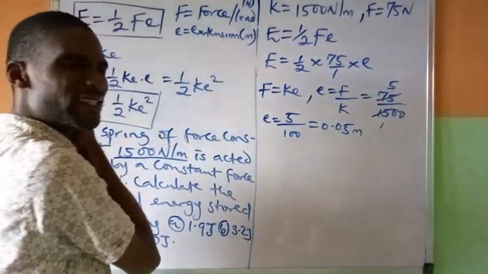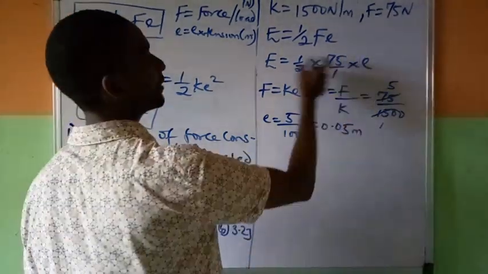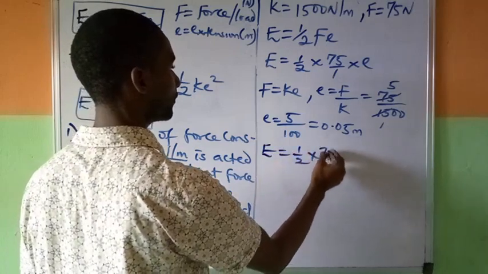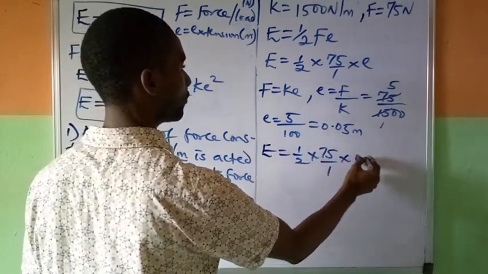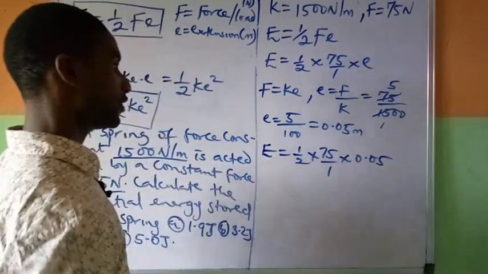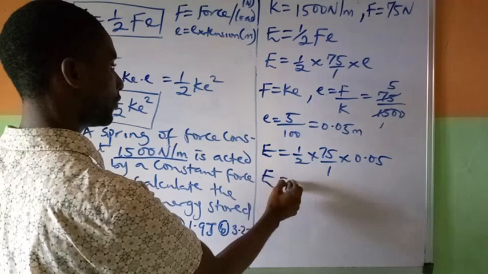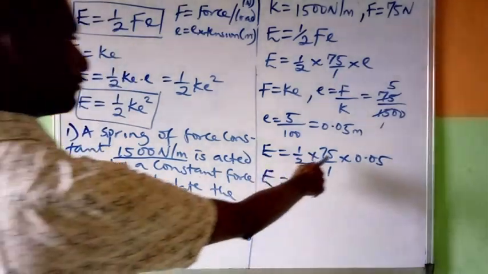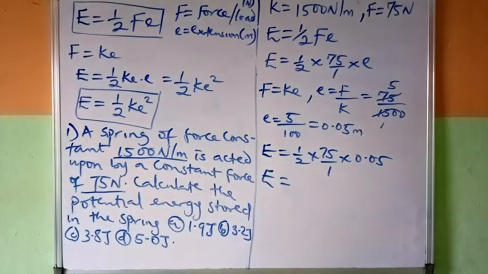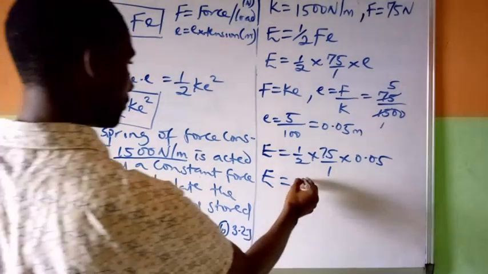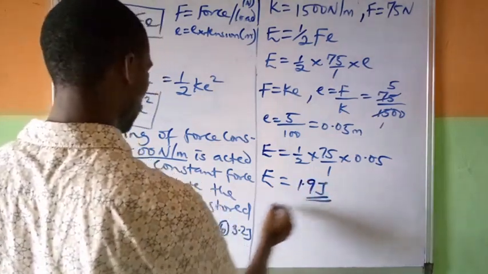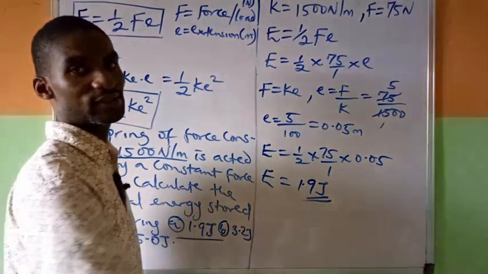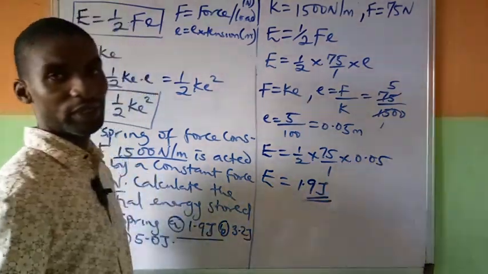Now, if that is my extension, I will use it for the energy stored. So my E is going to be half times 75 over 1 times 0.05. If you do your calculation very well, half times 75 times 0.05, our answer will be 1.9 joules. It will be 1.87, approximately 1.9.